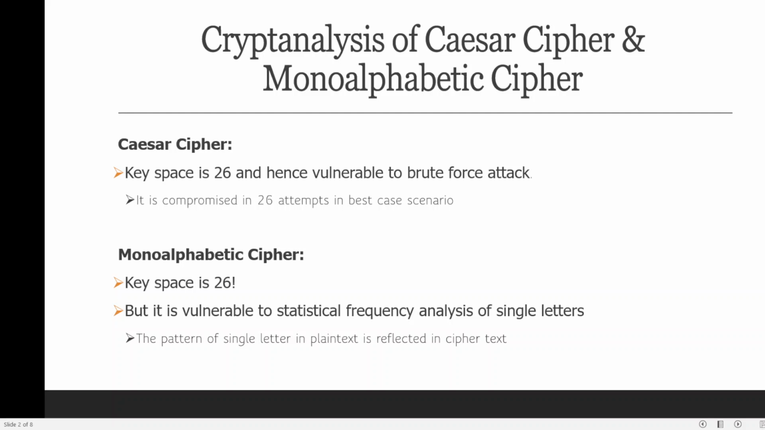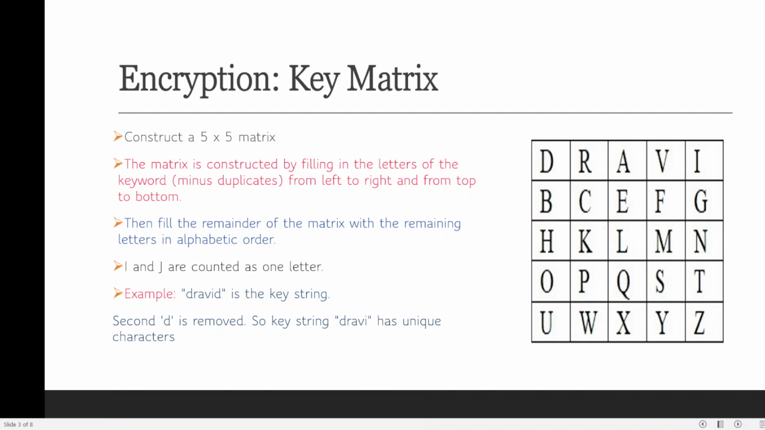But it is vulnerable to another kind of attack that is known as statistical frequency analysis of single letters. It means that the pattern of single letters found in plain text is also reflected in the pattern found in the cipher text. So in order to overcome this, we'll be using PlayFair Cipher.